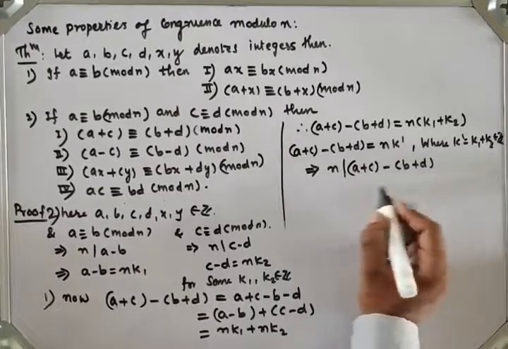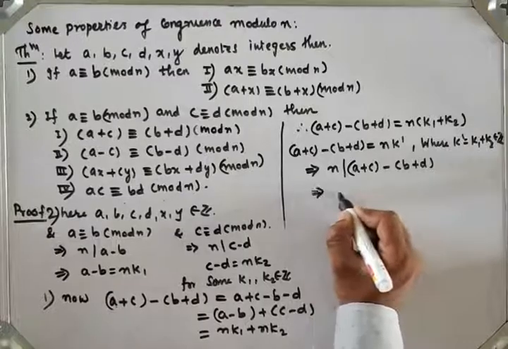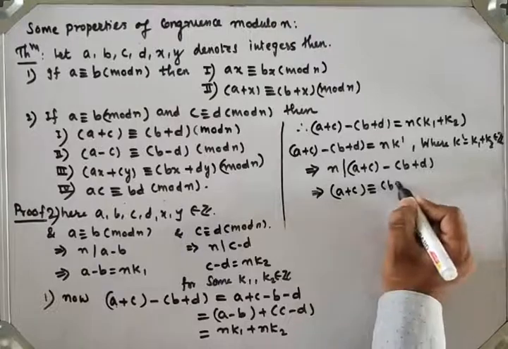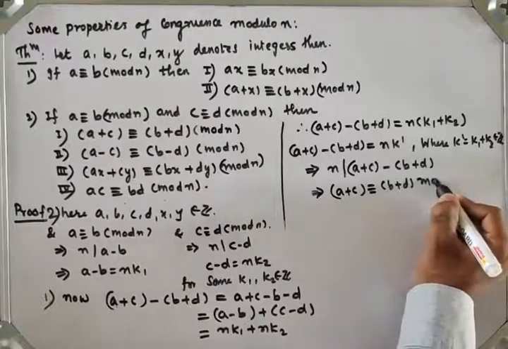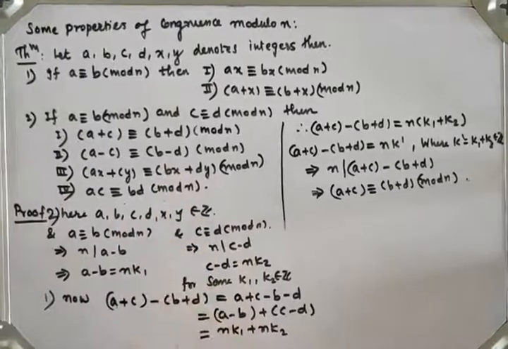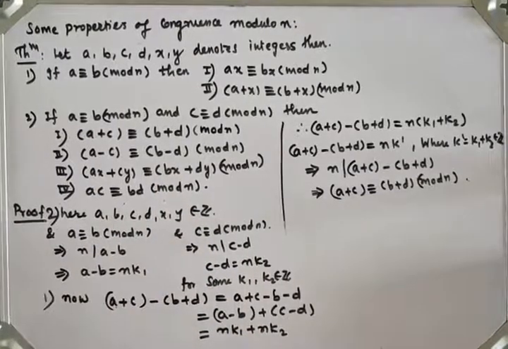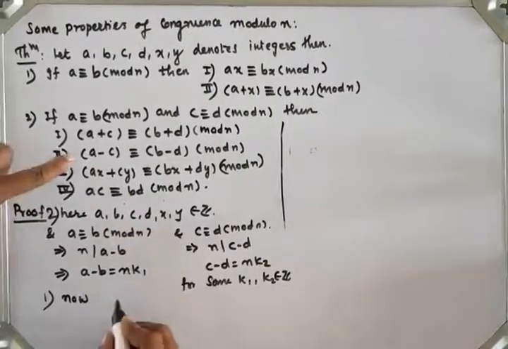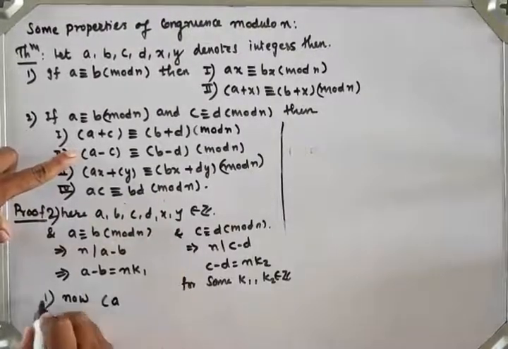Then by using the definition of congruence, what will we get? A plus C is congruent to B plus D modulo n. Hence the proof of the first. Now let's prove the second part.